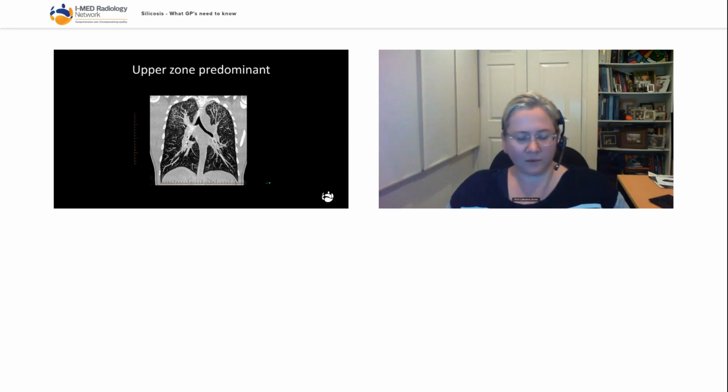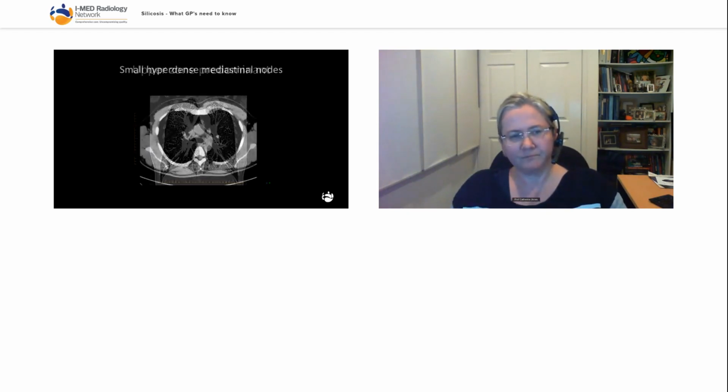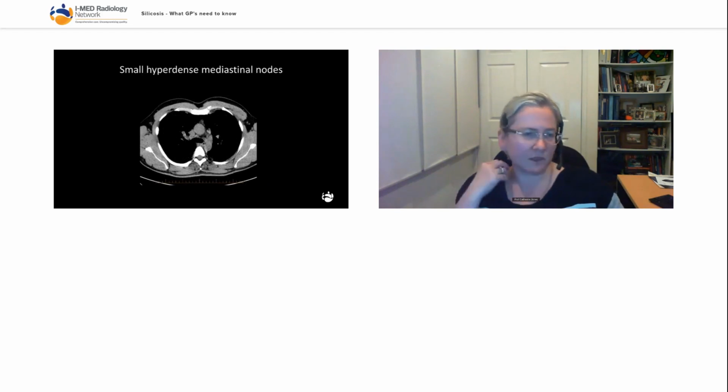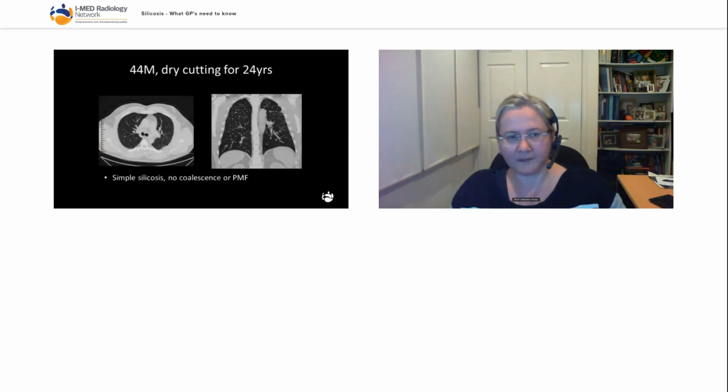And this is almost definitely, even without the occupational history, going to be silicosis, because the features are so typical of silicosis. We do sometimes get some changes in the nodes as well, which can be increased in density, and that's a response to the silica being absorbed into the lymphatics.